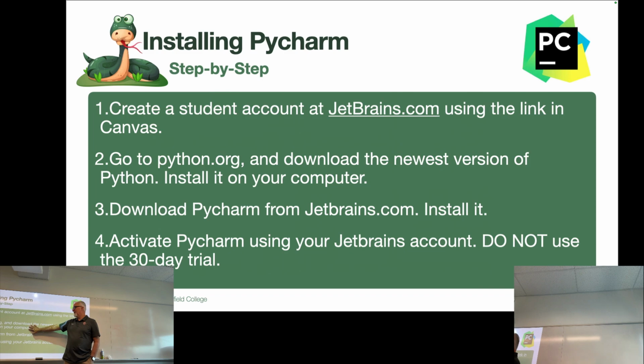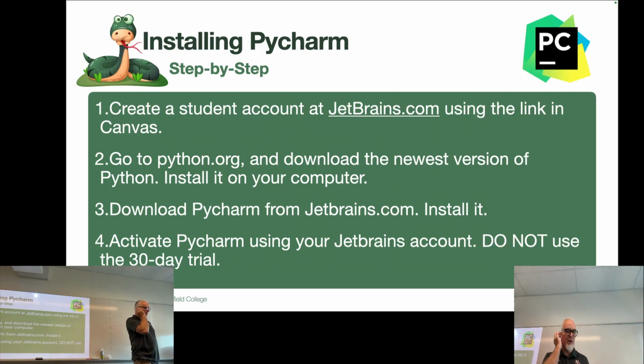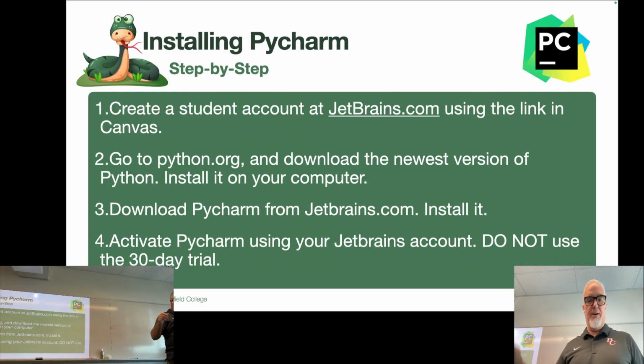So you want to download and install Python, then you download and install PyCharm from jetbrains.com. You install it, and then the last step is activating PyCharm using your JetBrains account that you created in step 1. Those steps are in Canvas, so I won't go into more detail on that.